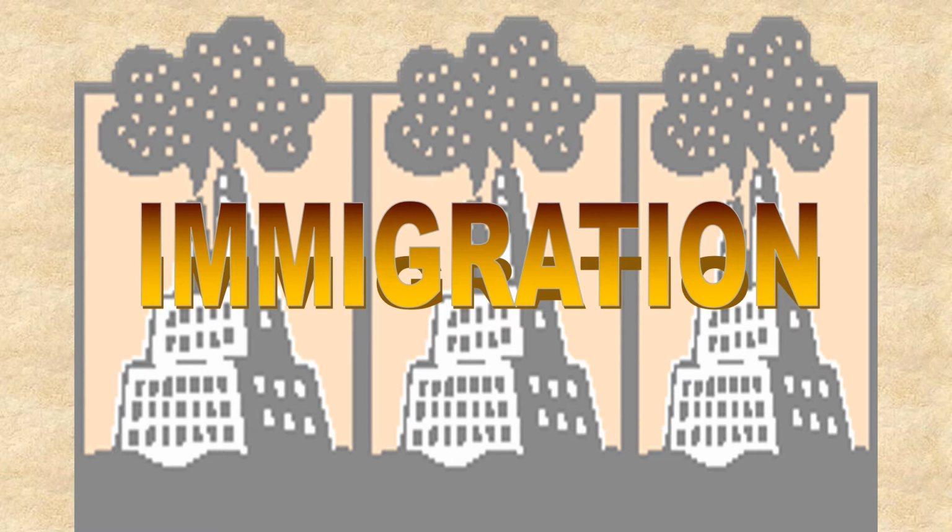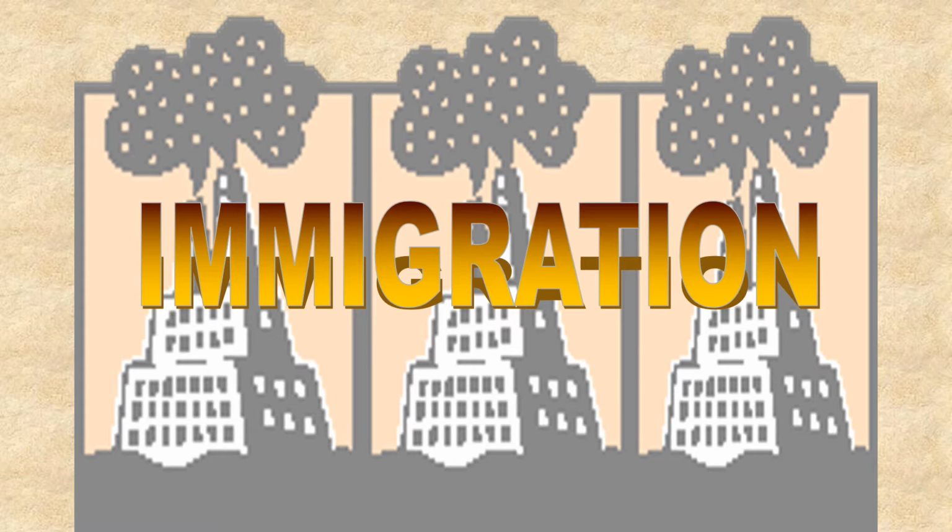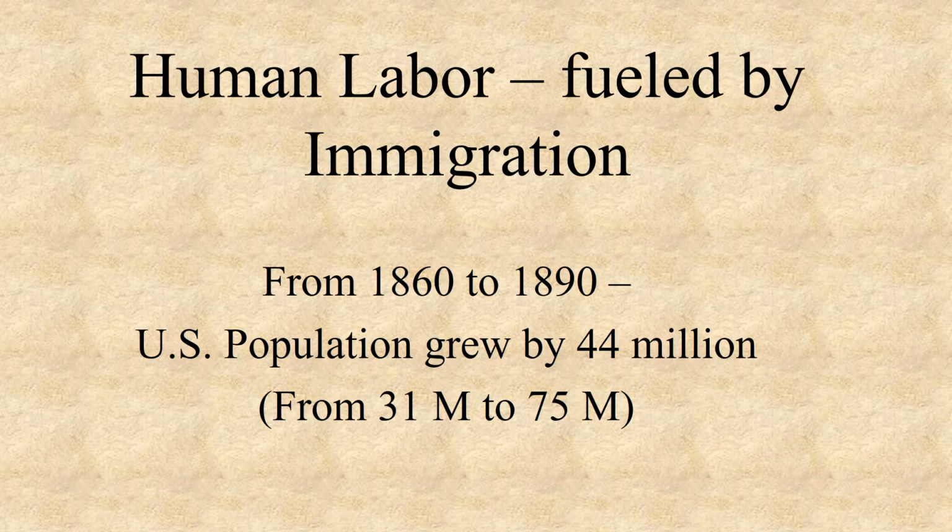Okay, guys, let's talk about immigration during this time period. We're going to actually go a little bit before this time period. We talked about before how our human resources were the most important of all of our resources. Well, human labor is fueled by immigration, and from 1860 to 1890, our U.S. population grew by 44 million people, from 31 million to 75 million. Most of that was from immigration.